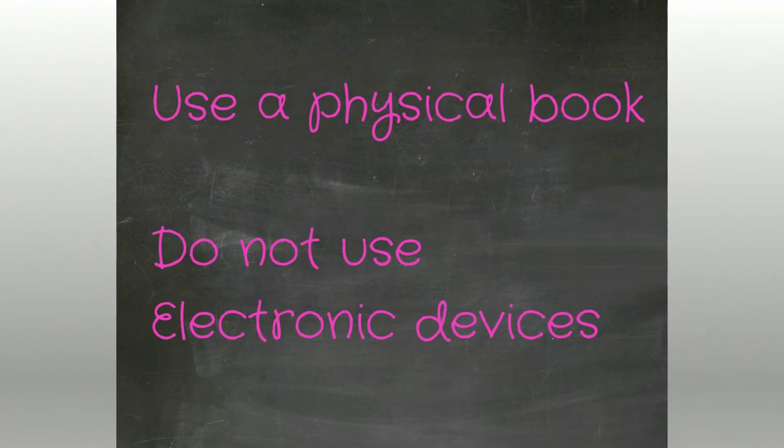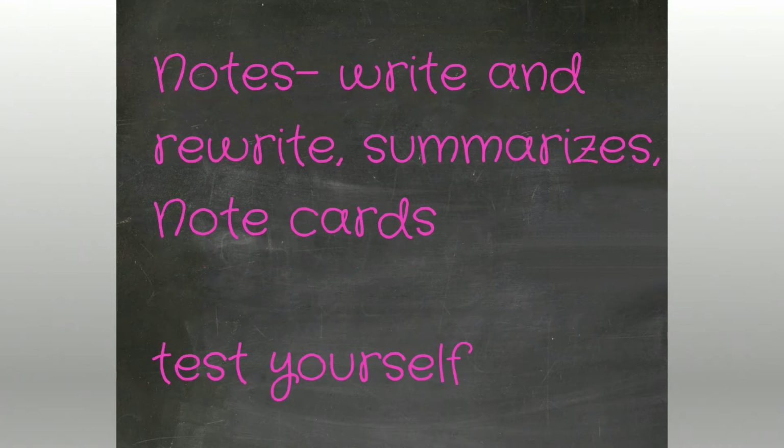So here's the tip. Use a physical book, not electronic devices. Electronic devices are bad for the brain. They steal energy from the brain. Physical book. Take notes, write it on paper, on note cards. Test yourself. Test this articulation. Develop this retrieval skill. Build that pathway to that memory.